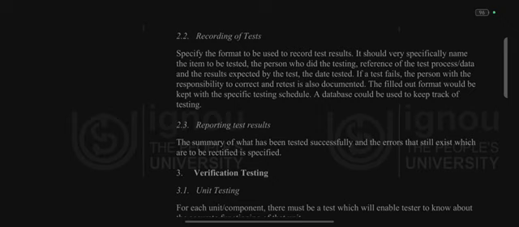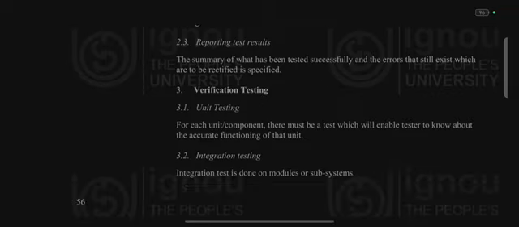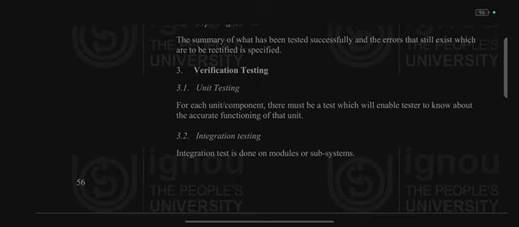A database could be used to keep track of testing, reporting test results. A summary of what has been tested successfully and the errors that still exist, which are to be rectified, is specified. Verification testing, unit testing for each unit/component. There must be a test which will enable tester to know about the accurate functioning of that unit.